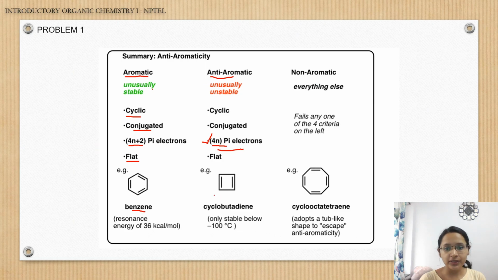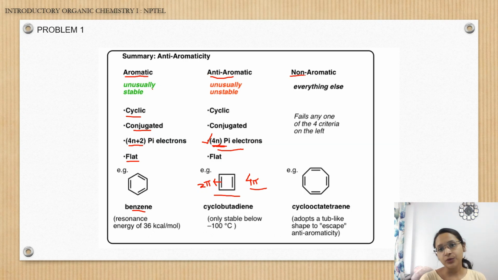When you come to cyclobutadiene, there are 4 pi electrons present in the system. Each double bond corresponds to 2 pi electrons, so you have to remember that. That is why we say that in cyclobutadiene you have 4 pi electrons, so here n is equal to 1, and it is an anti-aromatic system.